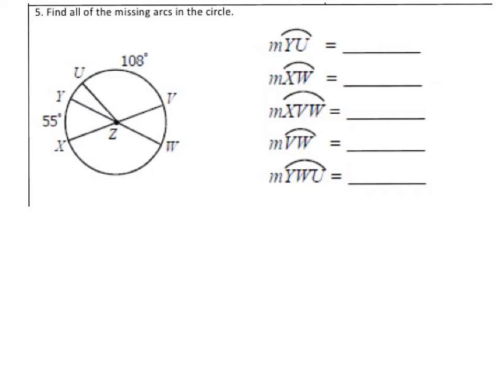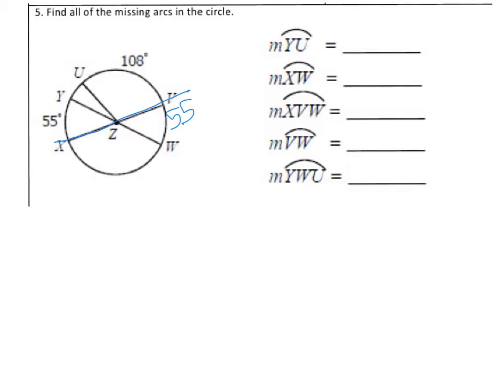Question 5 wants us to find all of the missing arcs in the circle. So let's start off by looking for vertical angles, diameters, anything that will help us. This line, XV, is a diameter of the circle. Diameters of a circle split the circle into two equal halves, each half being 180 degrees. First, I'm going to mark down that vertical angle is 55. So this arc VW will also be 55.